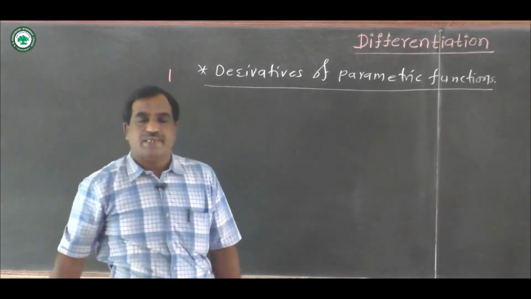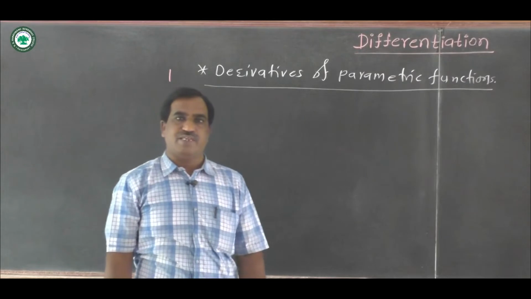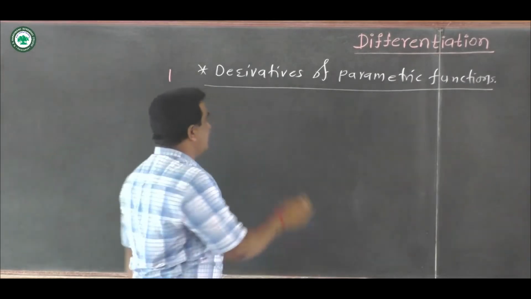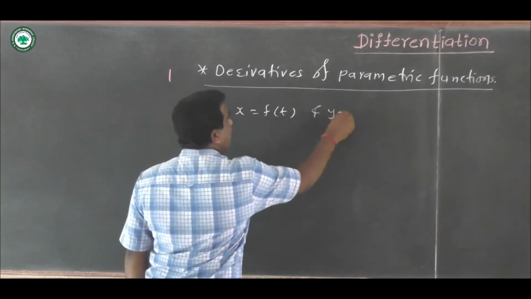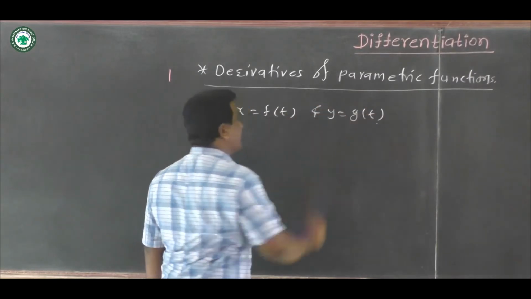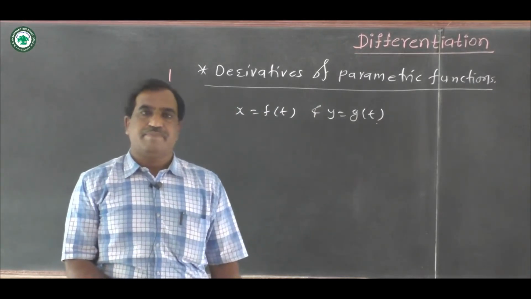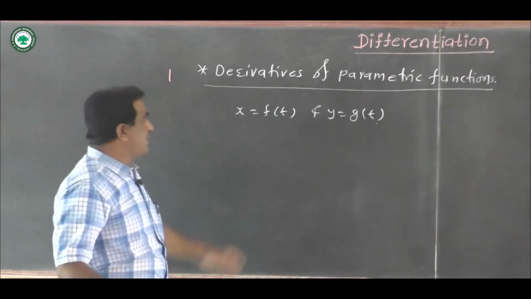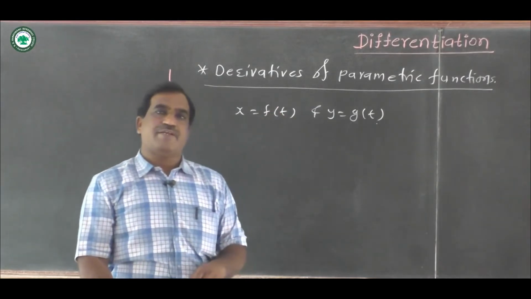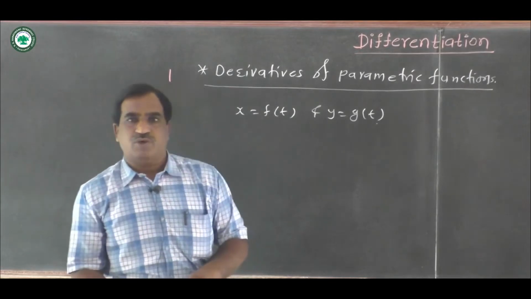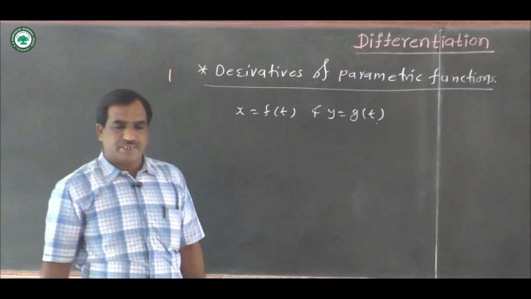Okay, we know that if x and y are expressed as a function of the same variable t, that is x is equal to f of t and y is equal to g of t, then the equations are said to represent parametric functions, where t is a parameter. Now we know the parametric rule; we will see the theorem in a later lecture. Now here we see only the parametric rule.